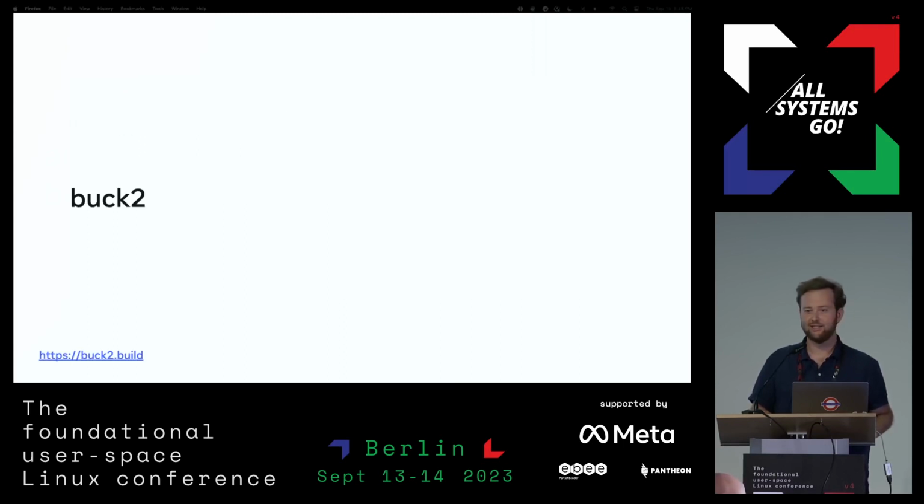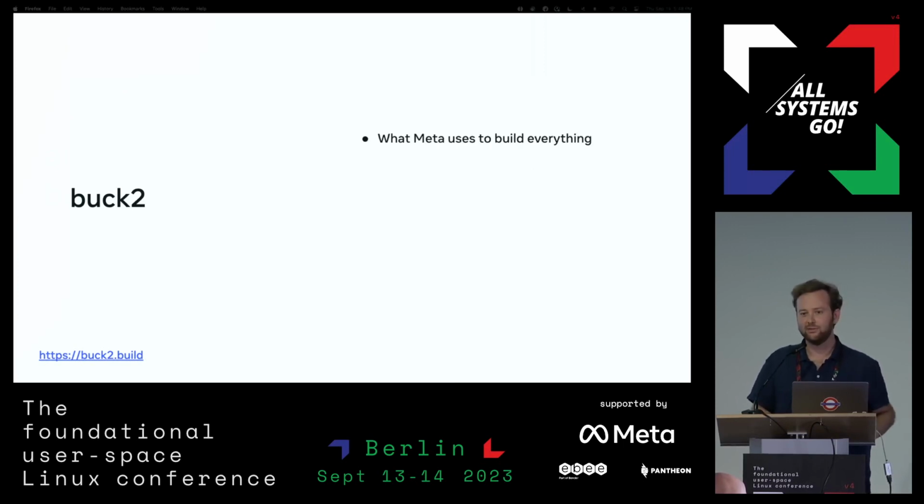So that brings us to Buck2, which is the main system that we want to integrate with to enable image builds to work in a standardized way, just like everything else. So this is a talk about image builds, not generic Buck builds, which could be a bunch of talks on its own. So just a very quick intro to Buck2 and why it's interesting.